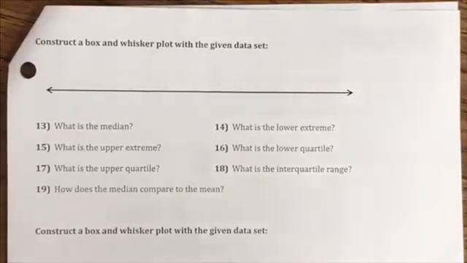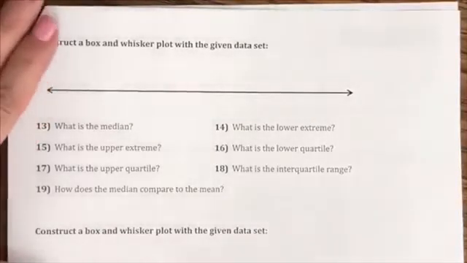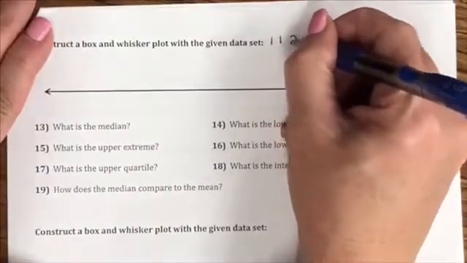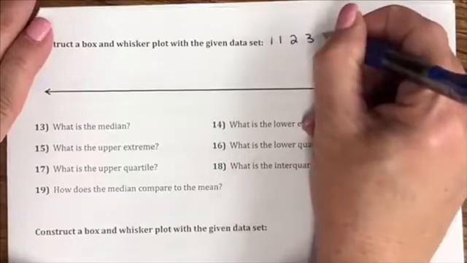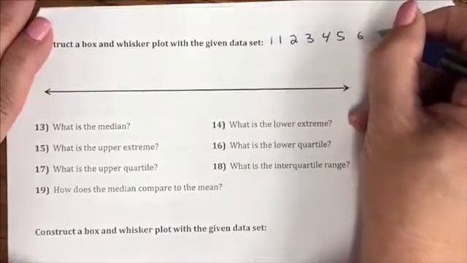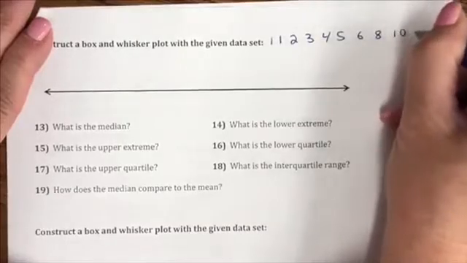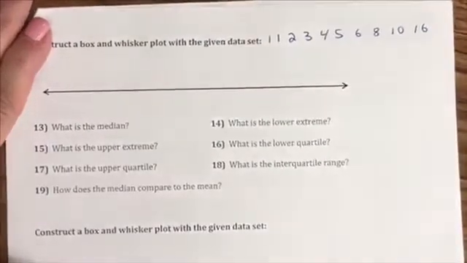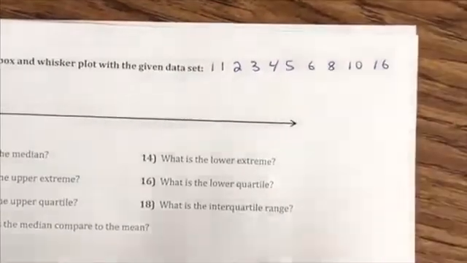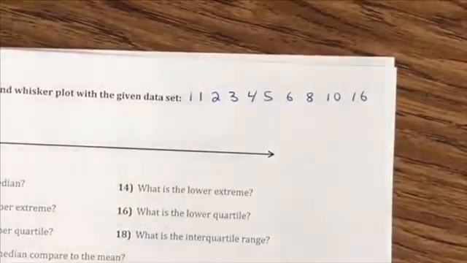We are going to now construct a box and whisker plot. So let me give you your data. We have the numbers 1, 1, 2, 3, 4, 5, 6, 8, 10, and 16. Those are the numbers I'm going to be using to create my box and whisker plot.